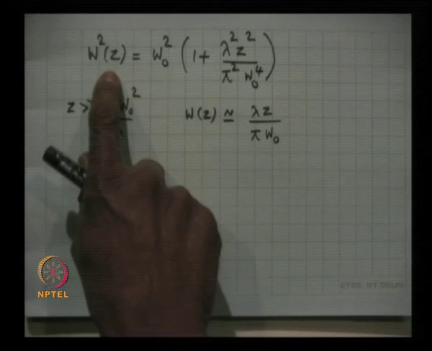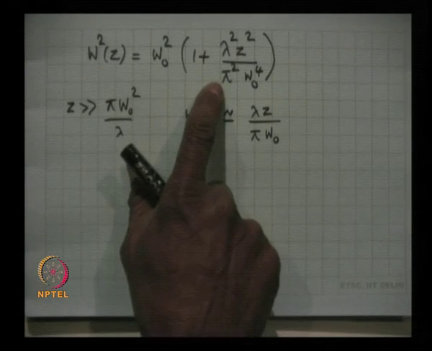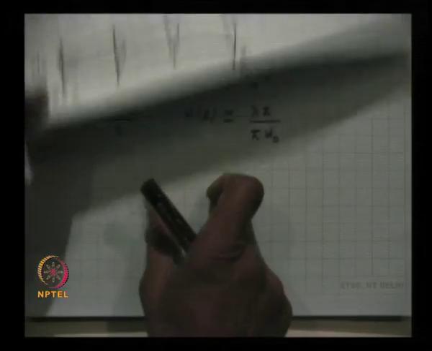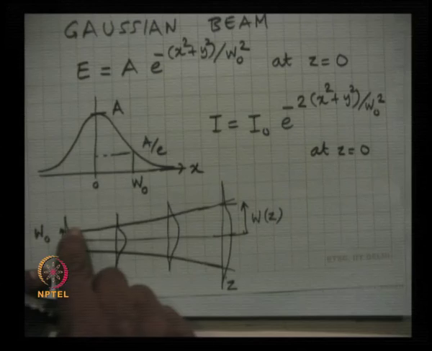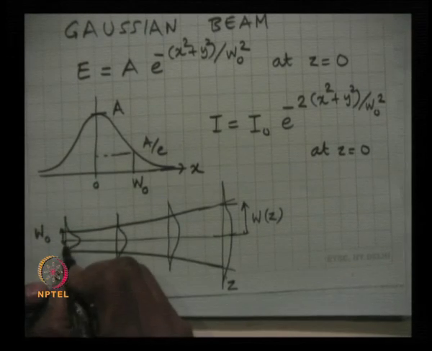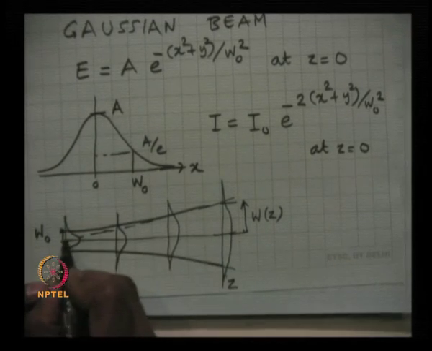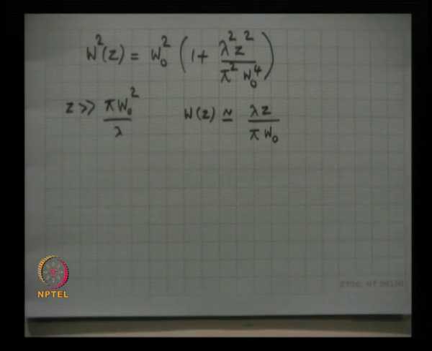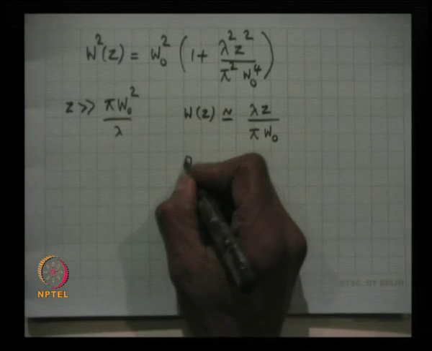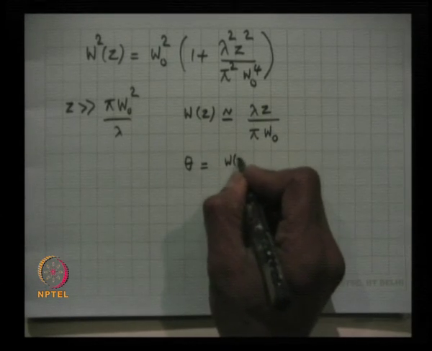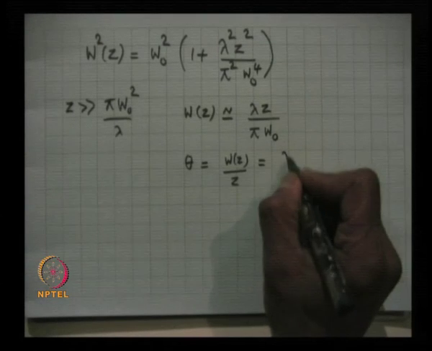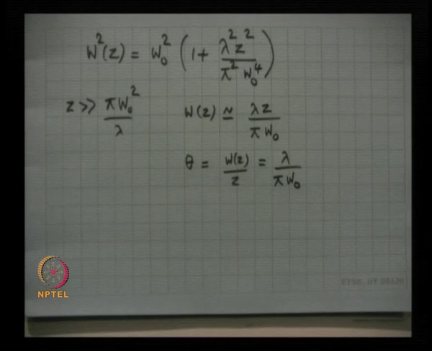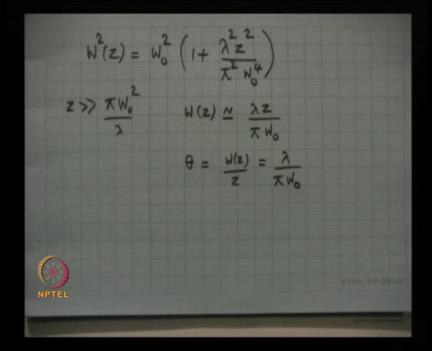For small distances, the spot size does not increase linearly with z. It follows the formula with 1 plus lambda square z square by pi square w0 to the power 4. This is why I plotted here. It starts almost like this and then starts to expand, and then in the far field, in the Fraunhofer region, the spot size increases linearly with z. So, I can define the angle of diffraction as w of z by z, which is equal to lambda by pi w0.